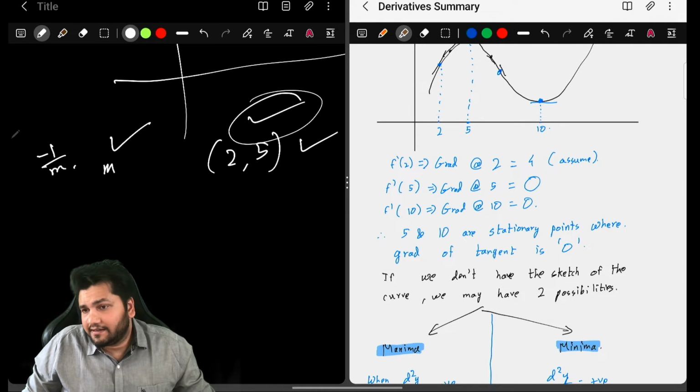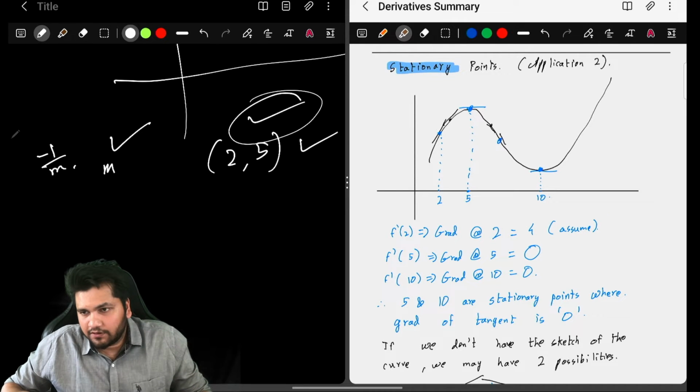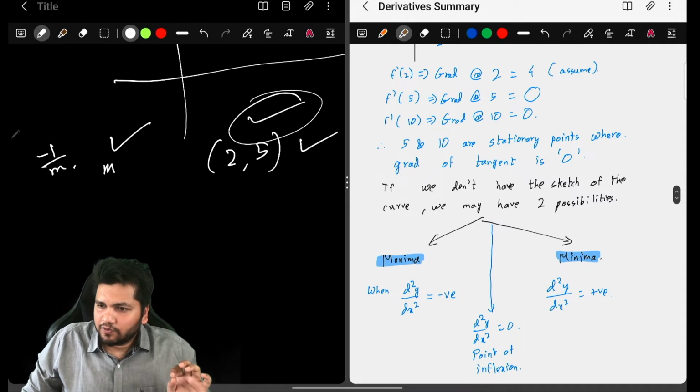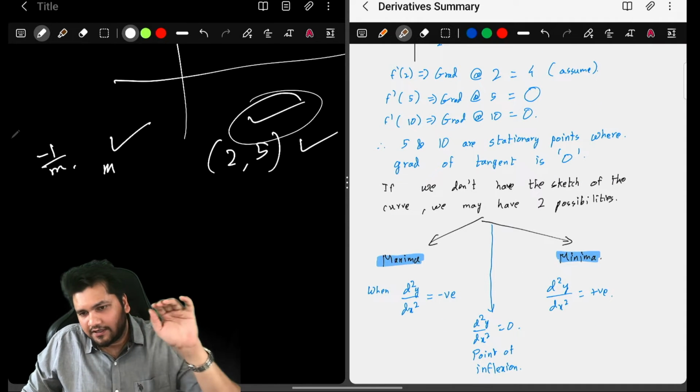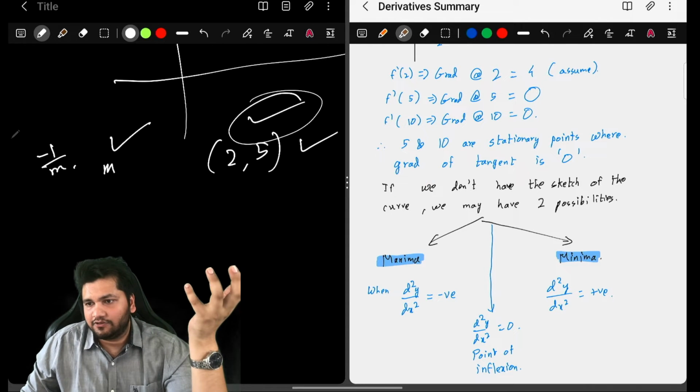The moment we get the gradient as 0, that could be a local maxima or minima. But how to determine that? We don't know the graph of this function. So to determine that, we just need to double differentiate it. Differentiating f of x once, we get f dash of x. We differentiate again, we get f double dash of x.